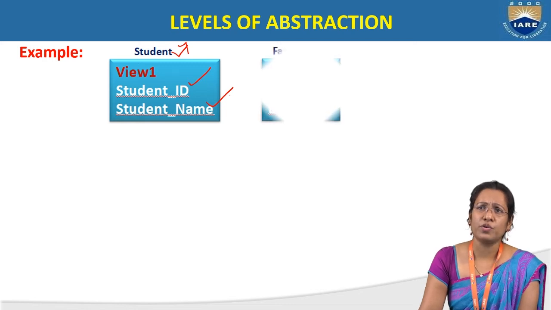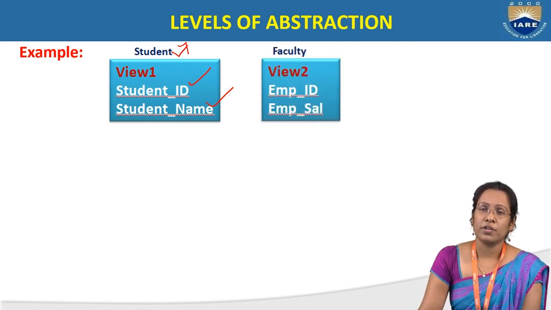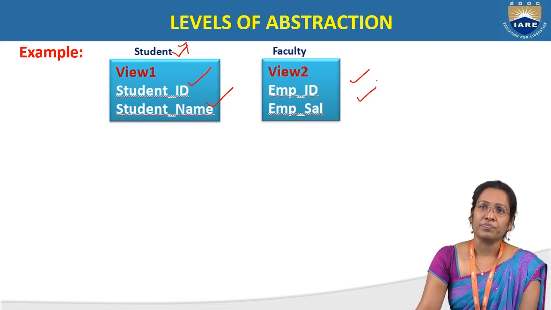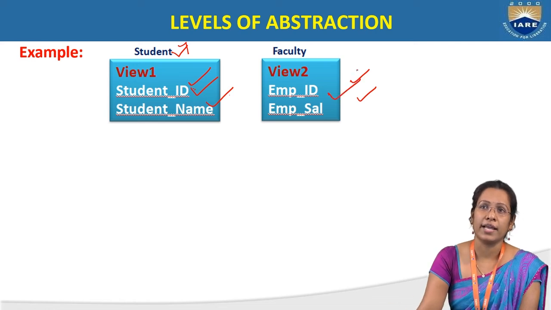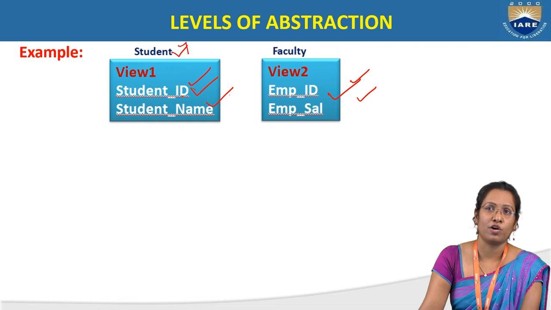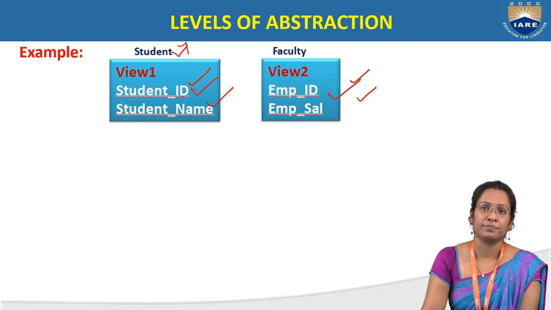Next view, I am going to take the faculty. The view of the student is different from the view of the faculty, and the faculty raises a query to the database in order to extract the employee ID and the employee salary from the employee table. So this level is different. This level is regarding the student, and this level is regarding the faculty. These two views are extracted from the database, which contains a collection of two tables: the student table and the employee table. These two are nothing but the view level, the first level of abstraction, where we can view the data.